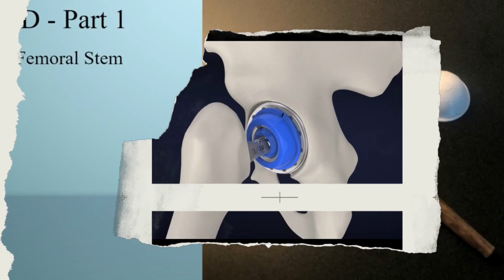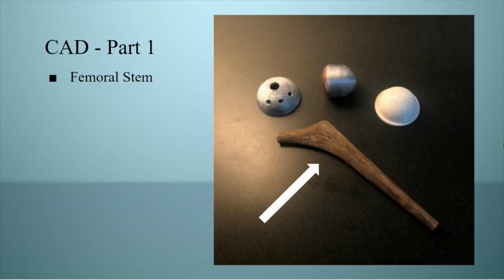A common method for displaying the functionality of a part or system is through 3D printing. Each part of the hip replacement procedure was designed using CAD and shown in the picture. The femoral stem provides support for the femoral head, or the ball of the hip joint. The femoral head sits on top of the stem and allows for smooth movement and rotation of the hip joint.